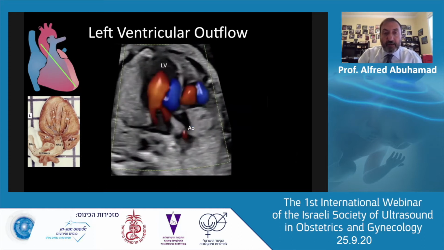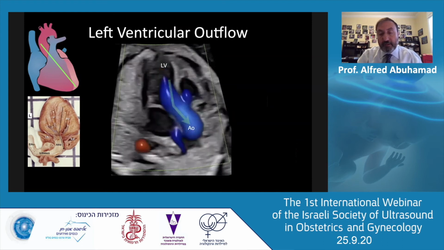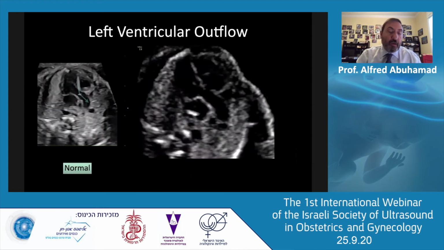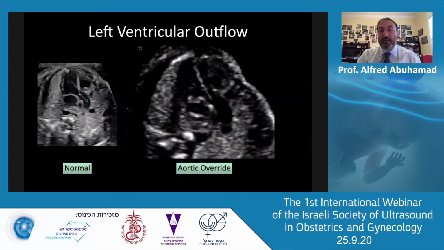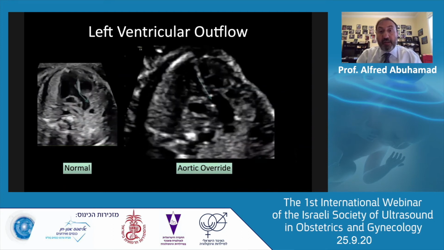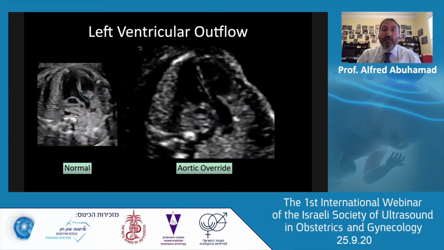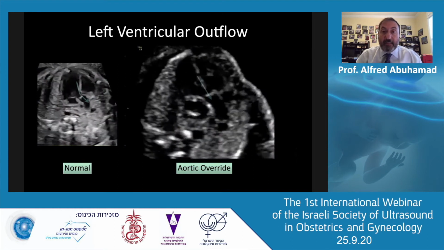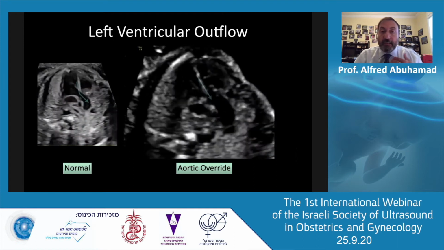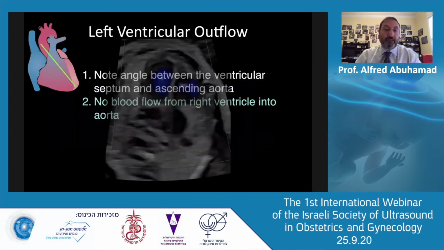And you see right here in this clip the normal angle that exists between the ventricular septum and the ascending aorta. Why is this important? Because when you don't see this angle between the ventricular septum and the ascending aorta, you should think about an aortic override. In the presence of aortic override, you lose this angle, and that should increase your suspicion that there is aortic override, and then you should evaluate for the presence of tetralogy of Fallot or double outlet right ventricle.